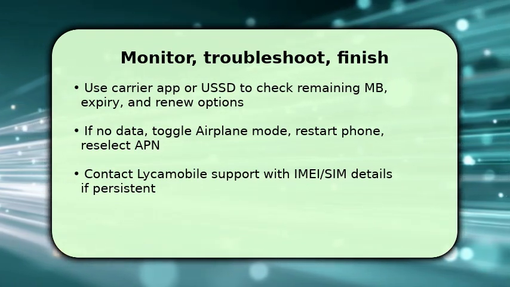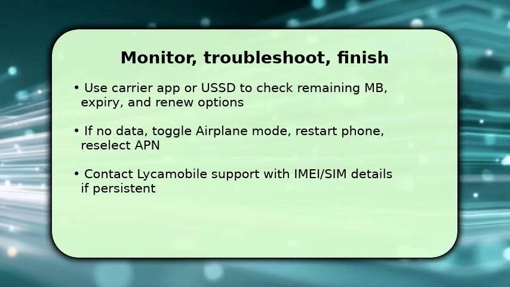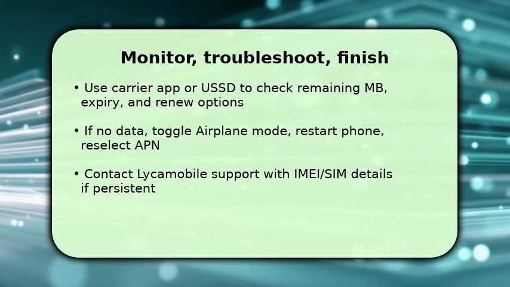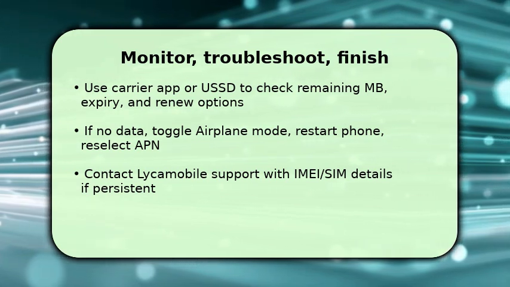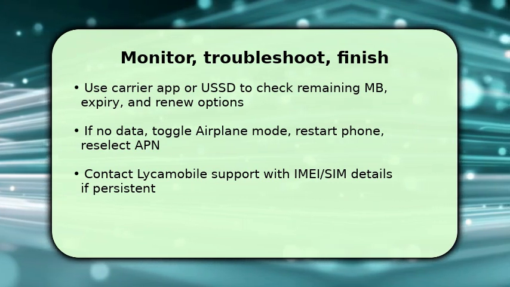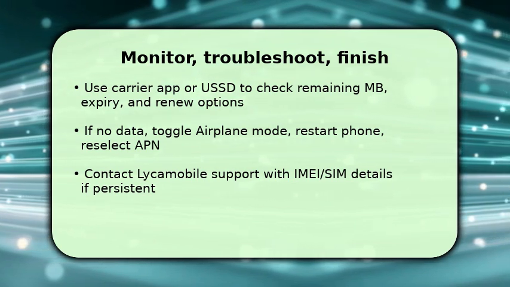If data fails, first toggle airplane mode, then restart your phone and reselect the Lycamobile APN. This often restores service. If the issue persists, make sure SIM is seated, note your IMEI and SIM number, and contact Lycamobile support. Provide those details so they can diagnose and push settings.